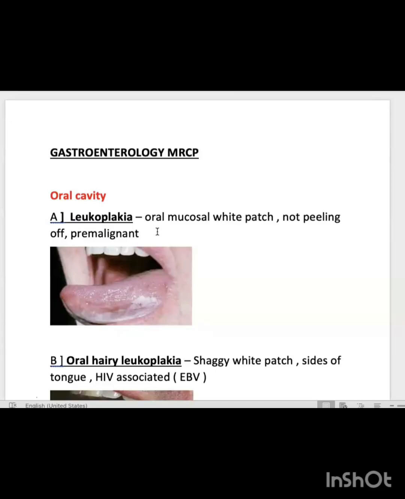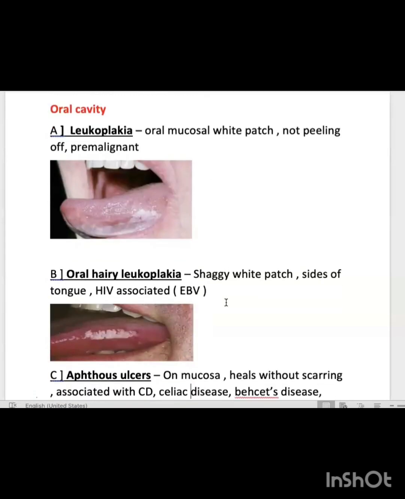So, as we all know, it's oral to aboral. Starting with the oral cavity, as you can see, this is a white patch which does not peel off, and it is a pre-malignant lesion. We call it leukoplakia. The same white patch, which is a bit shaggy, which typically occurs on the sides of the tongue and is associated with EBV, found in HIV positive patients, is called oral hairy leukoplakia.